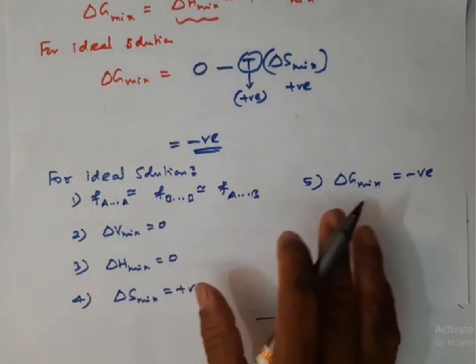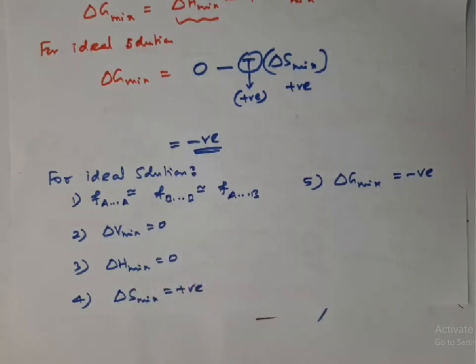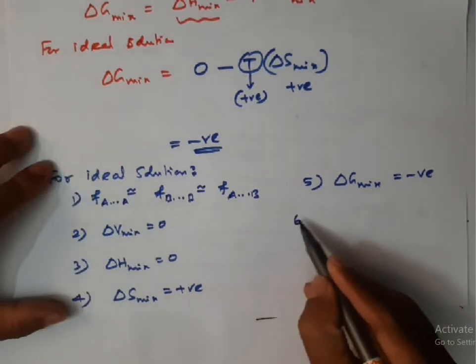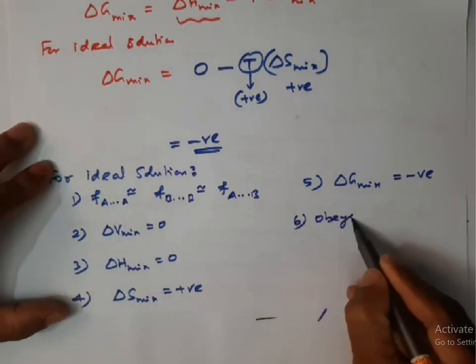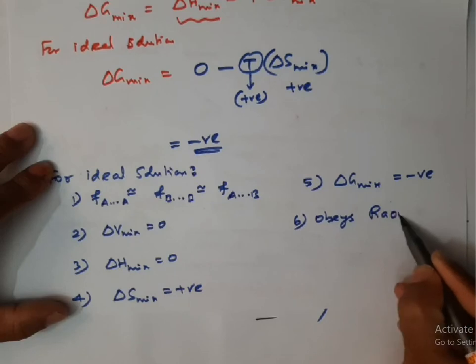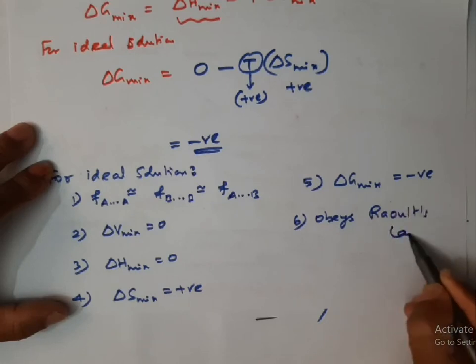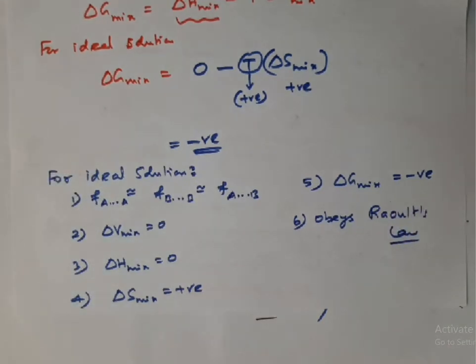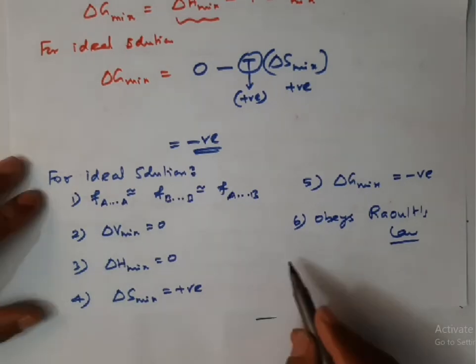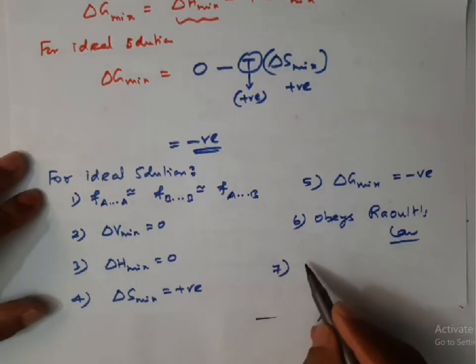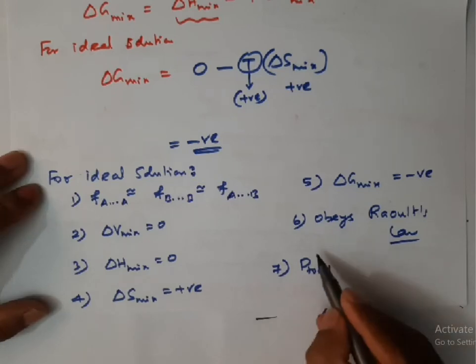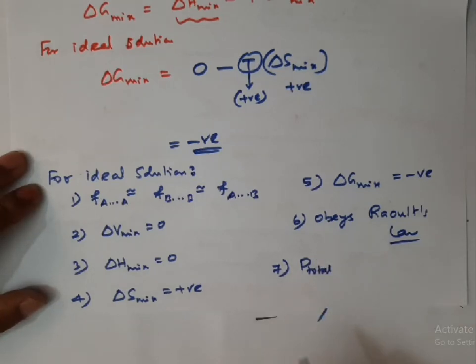So these are all the points you should keep in mind for an ideal solution. And an ideal solution obeys Raoult's law. Is this clear, students? Any doubt? Clear, sir. Okay, and remember, for an ideal solution, the theoretical total pressure, also called the calculated total pressure. What is the calculated total pressure?